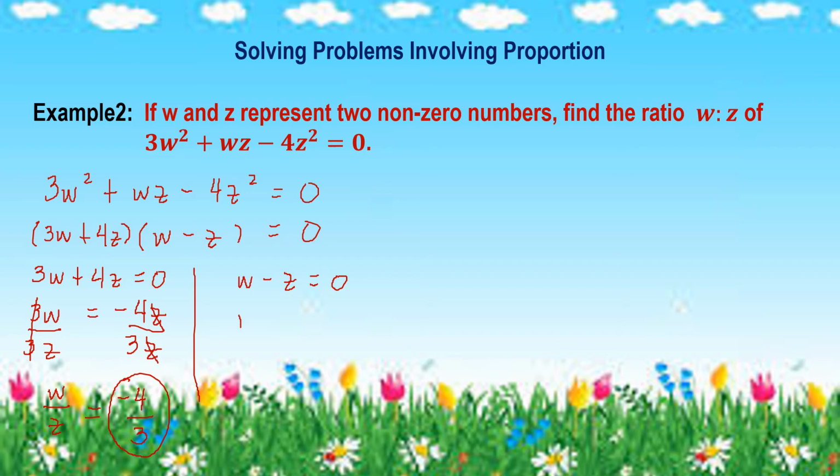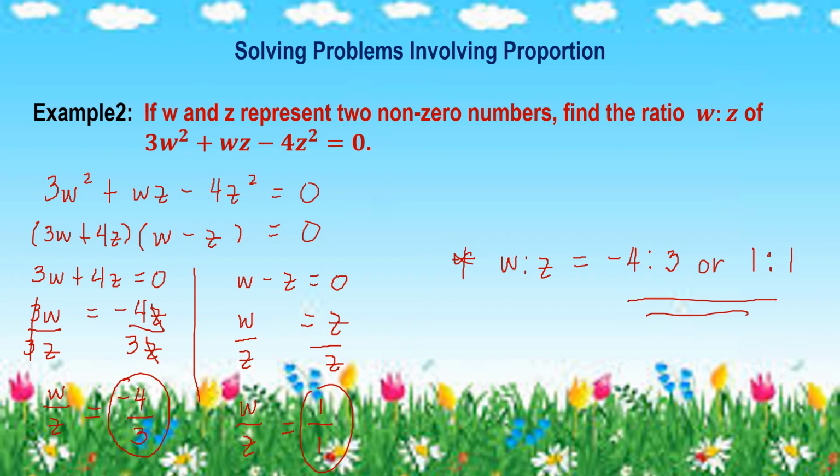Here, we are going to have w is equal to z. Divide both sides by z to get the ratio w is to z. And then z over z is equal to 1 is to 1. So therefore, the ratio w is to z is equal to negative 4 is to 3 or 1 is to 1.